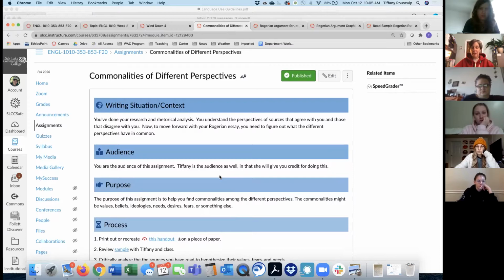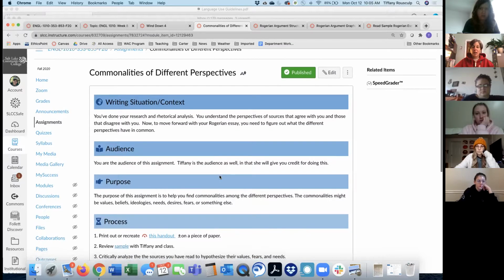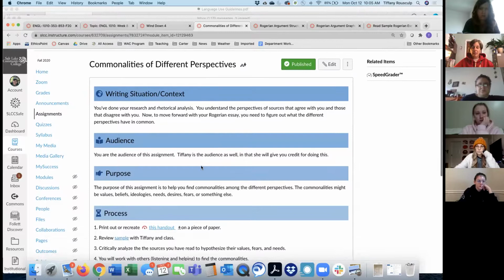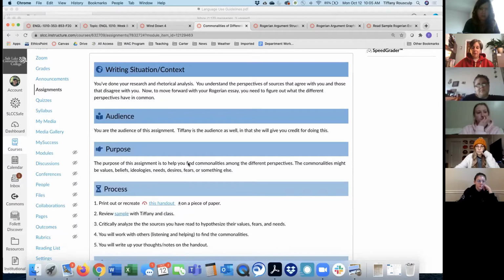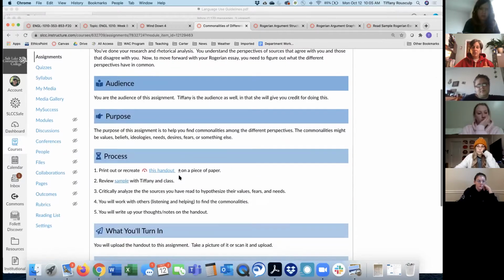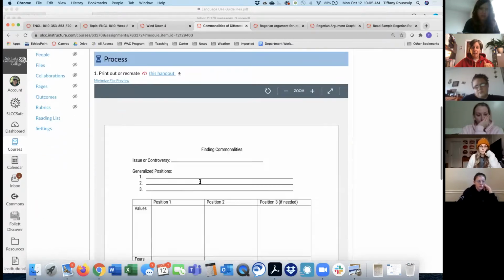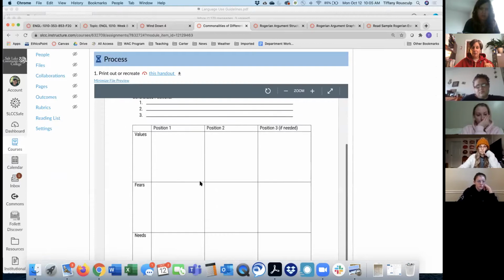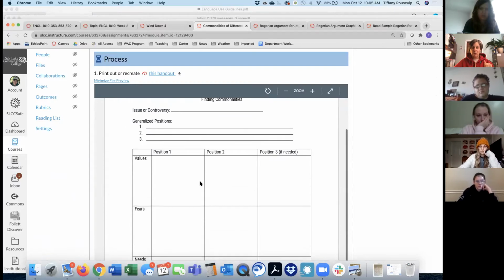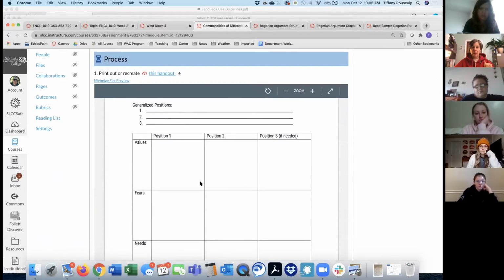So this assignment can be pretty easy, but it also can be kind of difficult. When I was doing it for mine, I realized it was pretty difficult. And so what you're doing is you're trying to find the commonalities. And what you're going to do is, has everybody printed out or recreated this handout? So that's what you needed to do for class. Okay, so let me know.